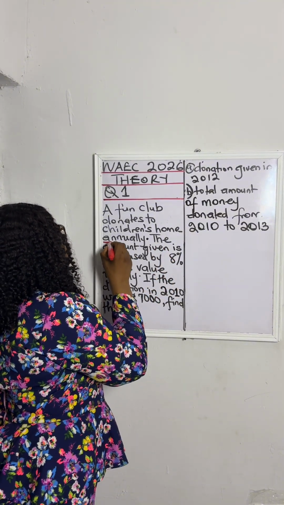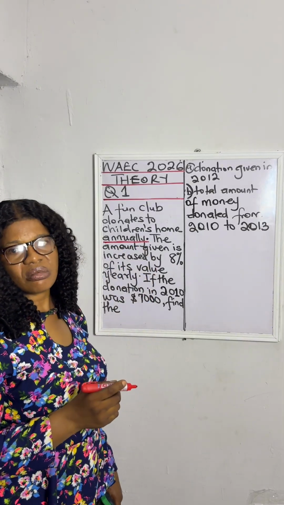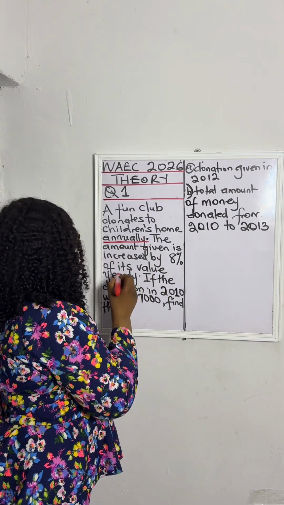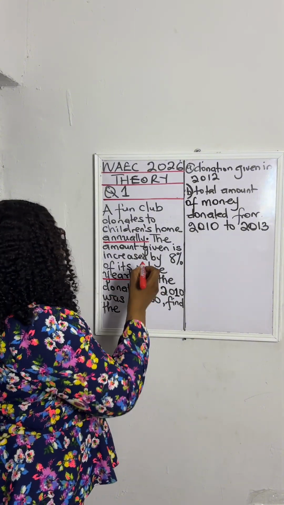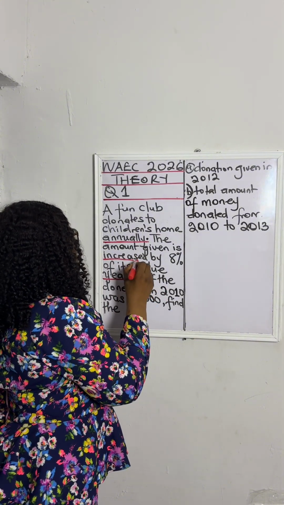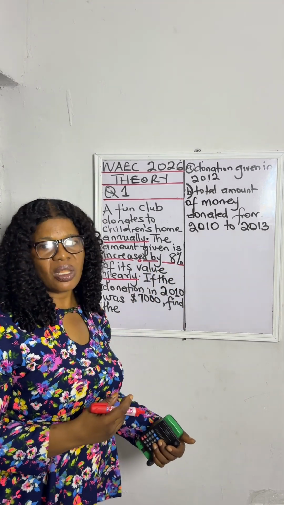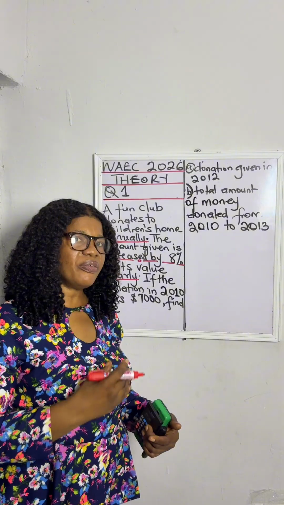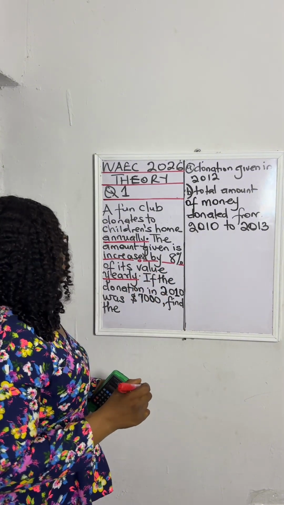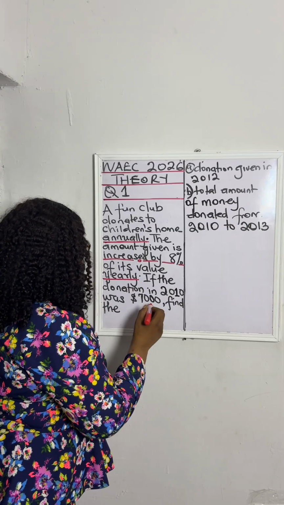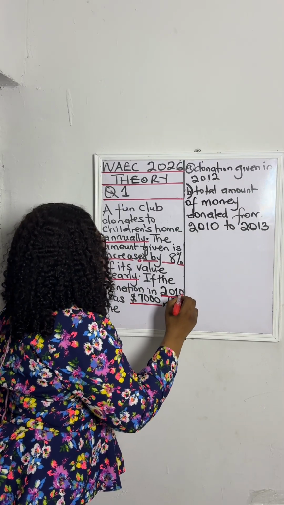The word annually, do you know what it means? It means whatever is done is carried out year after year. The word annually means the same thing as the word yearly. Now, there's an increase by 8%. It means the payout of each year is different. The payout in a particular year is different from the payout in the year following it because of the word increase by 8%. Also, we have an amount that was paid out initially, $7,000 paid out in 2010.